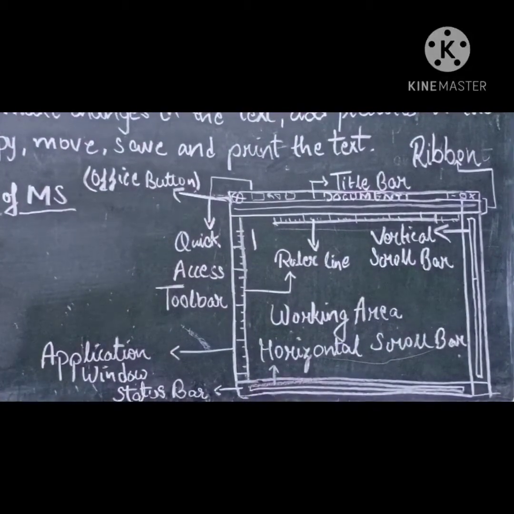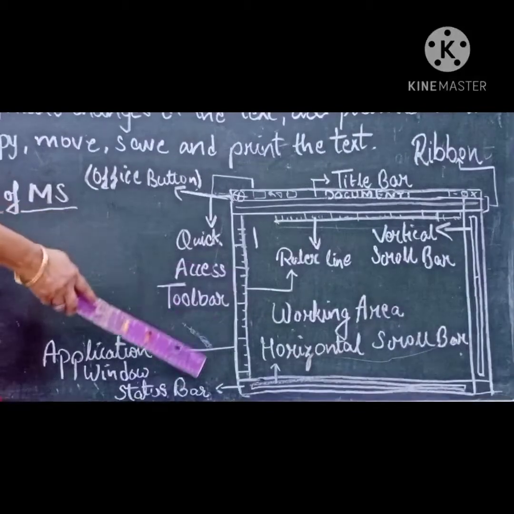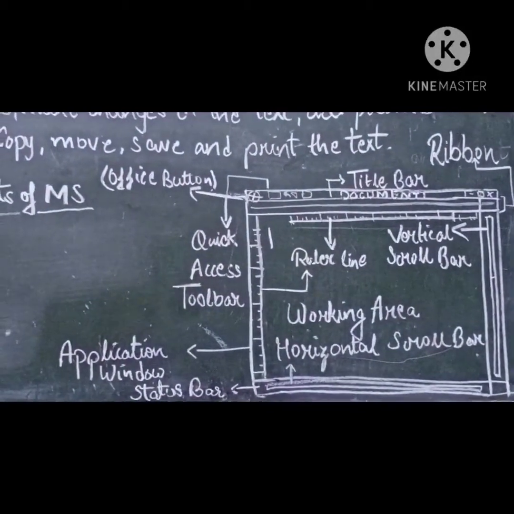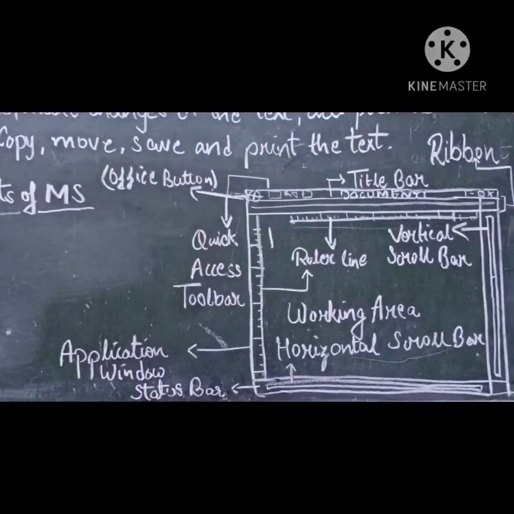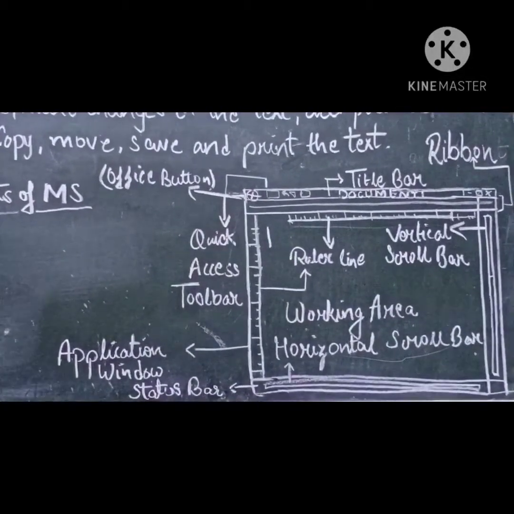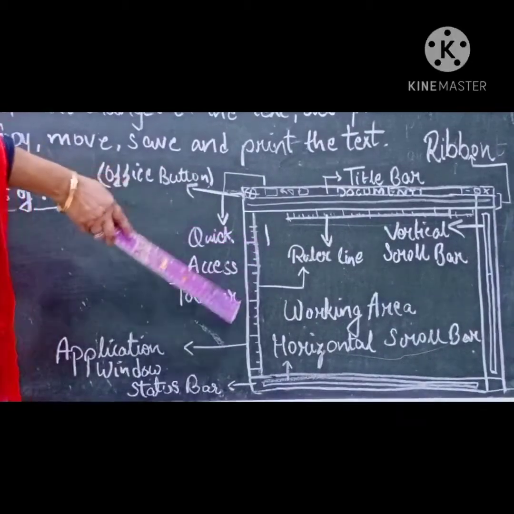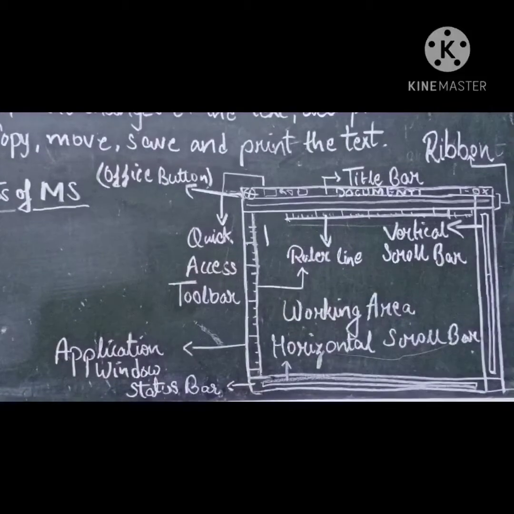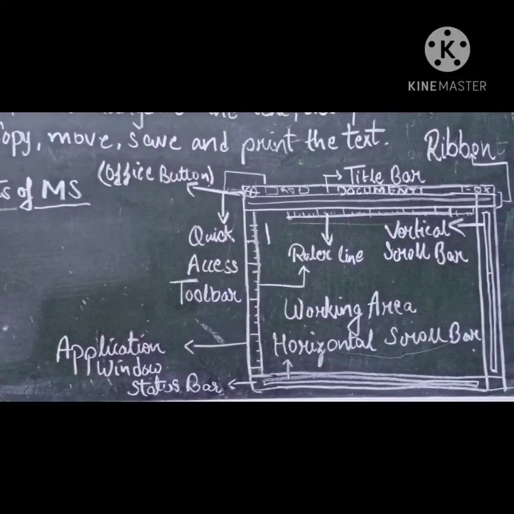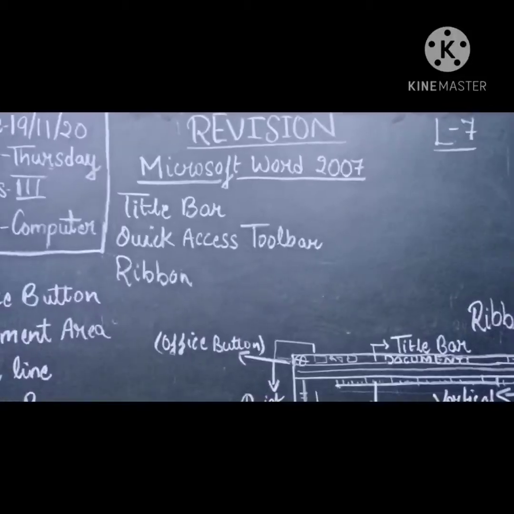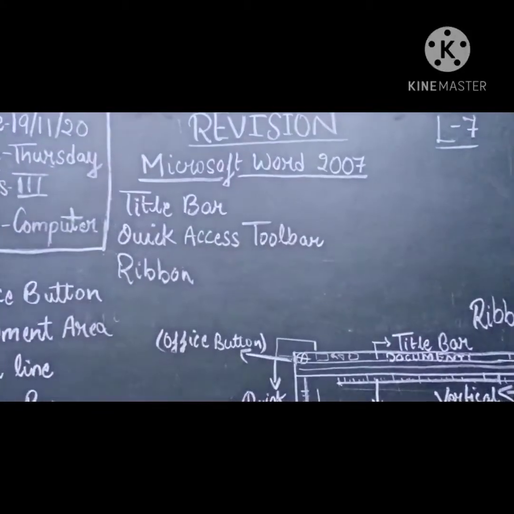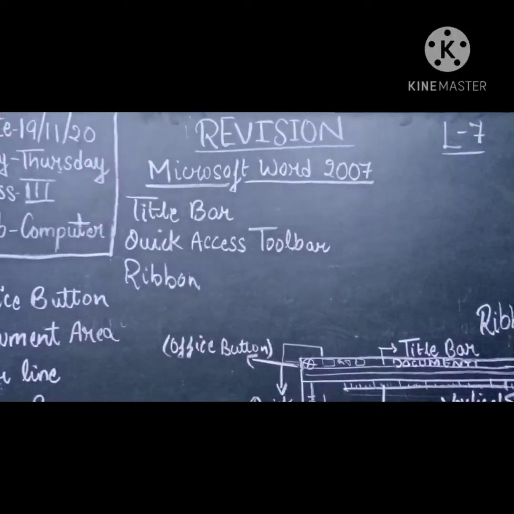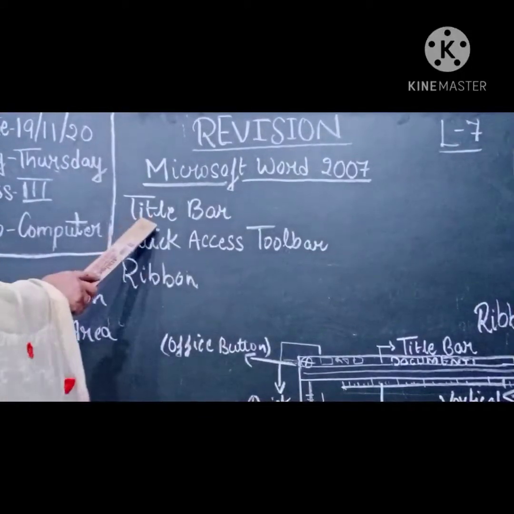Children, the application window, this window, helps the user to communicate with the MS Word program. And children, this window, your document window, is used for typing, editing and formatting the text. Yes children, in the components of Microsoft Word, your first component of Microsoft Word is title bar.